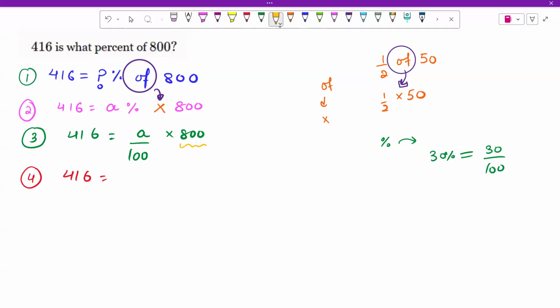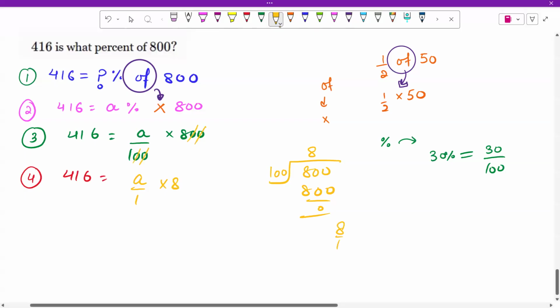What could you think we do? Let's do 800 divided by 100. What is the answer? It's 8. Very good. Now see here, if we cancel out this 0 with this 0 with this 0, it gives us 8 over 1 times A. Isn't it the same? 8 over 1 is nothing but 8.